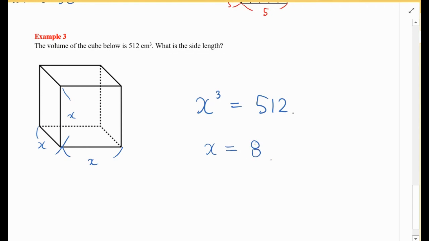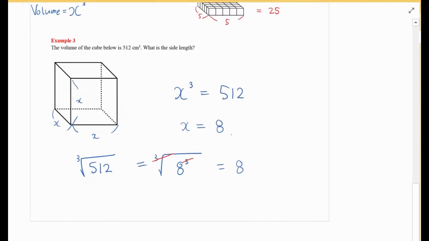So everyone, to find the side length, we can actually simply take the cube root of 512. And we know 512 is the same as 8 cubed. So we can cancel out the cube root and the exponent 3. The answer becomes 8. So, therefore, the answer is 8 centimeters.